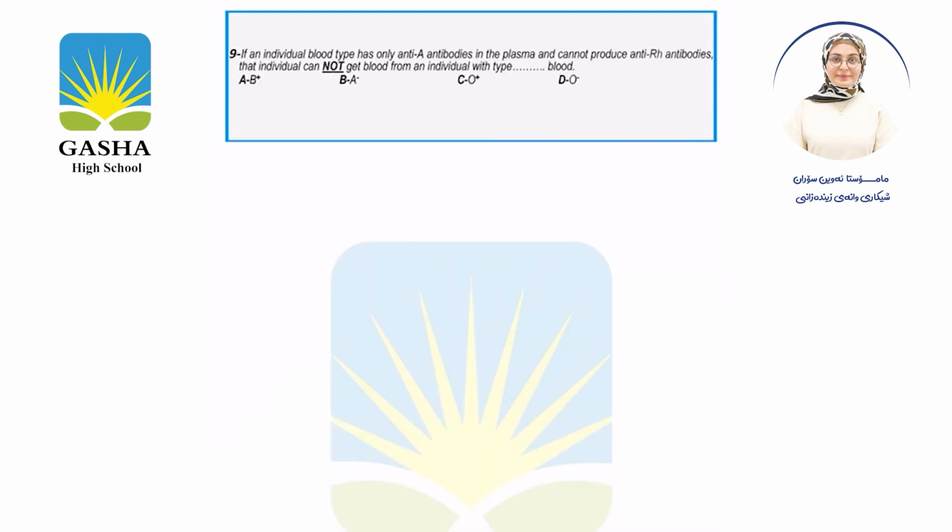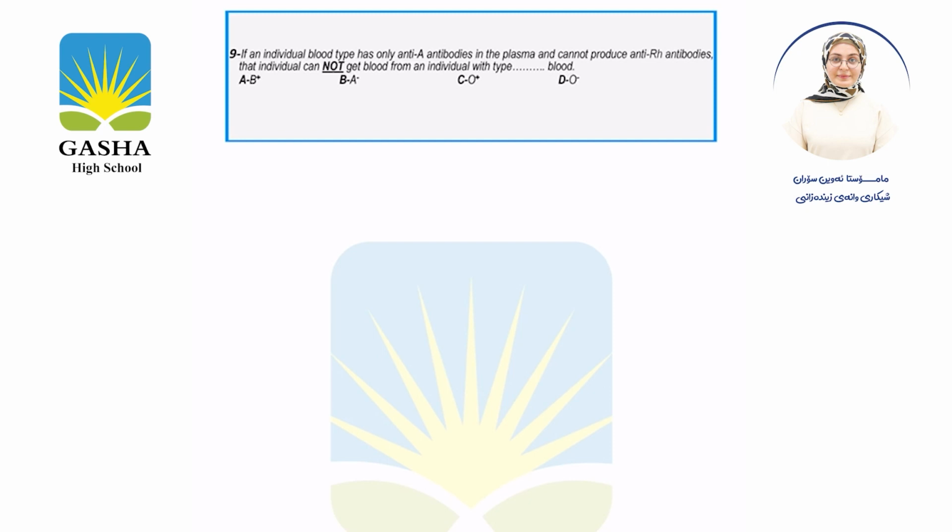Question 9. If an individual's blood type has only anti-A antibody in the plasma and cannot produce anti-Rh antibody, that individual cannot get blood from an individual with type blank's blood.